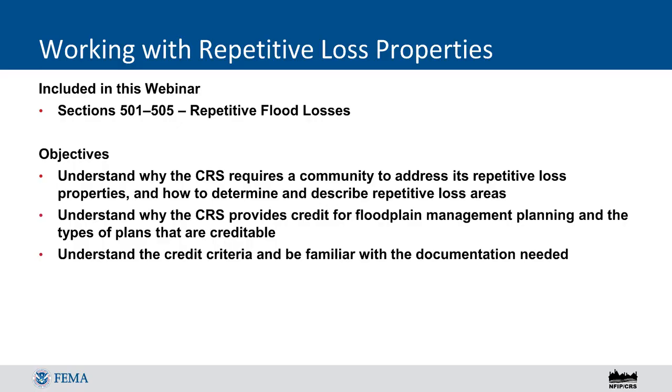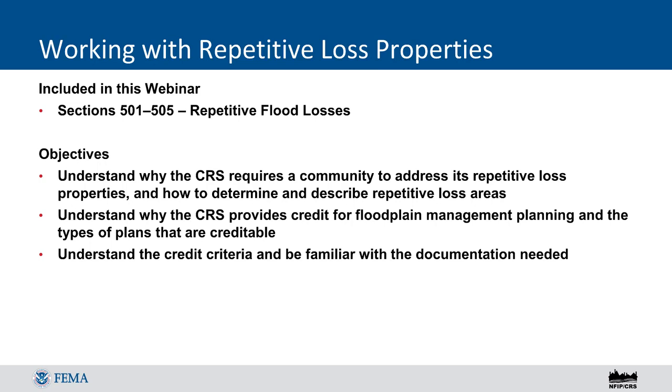In today's training module, we're going to be talking about sections 501 through 505 in the CRS Coordinator's Manual. The current Coordinator's Manual is a 2017 version. Our objectives today are going to be to understand why the CRS requires a community to address its repetitive loss properties and how to determine and describe those repetitive loss areas.